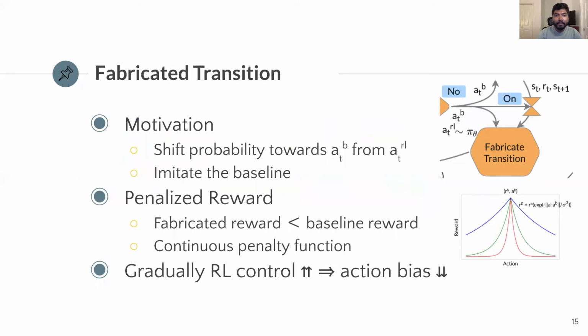The motivation behind adding a fabricated transition is that an RL agent aiming to maximize return will update its policy to shift probability towards AB from ARL, that is, towards imitating the baseline and reducing future baseline regret. The reward for the fabricated transition is penalized and set to be lower than the reward affiliated with the baseline policy action. Setting a constant penalty generally works for discrete action spaces, but might cause convergence failures in continuous action spaces. So to address this issue, we present a continuous penalized reward function that is inspired from a Gaussian distribution. In this case, the penalized reward tends to 0 as ARL gets close to AB.